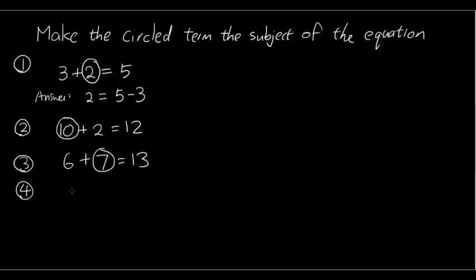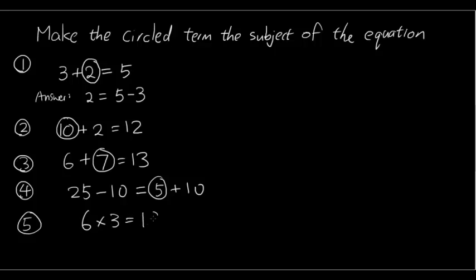Let's do something different. 25 minus 10 equals... 25 minus 10 is 15, so 5 plus 10. And let's make 5 the subject. Just trying things out. And I want to try to see if you can do one involving multiplication. So 6 times 3 equals 18, and let's make 3 the subject.